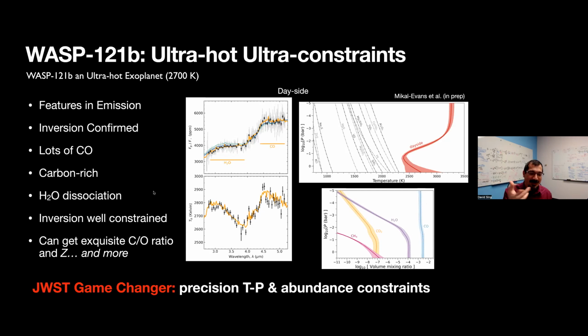We're going to really be able to look at that all the way around the planet and get exquisite C/O ratio constraints and metallicities. Although I'll save those actual numbers for when the paper comes out. So JWST game changer, definitely: precision temperature pressure profiles all the way around the planet and abundance constraints as well.